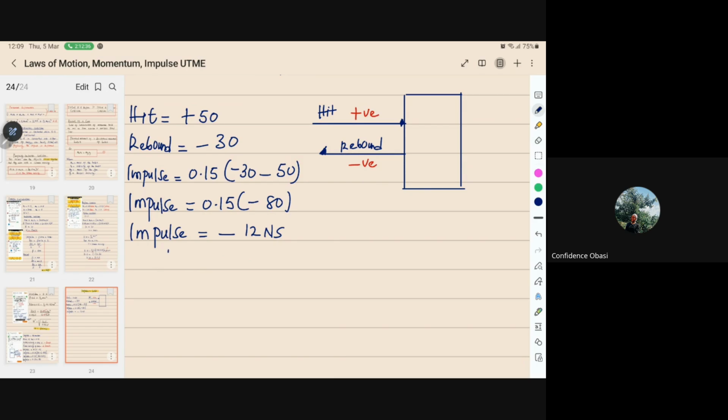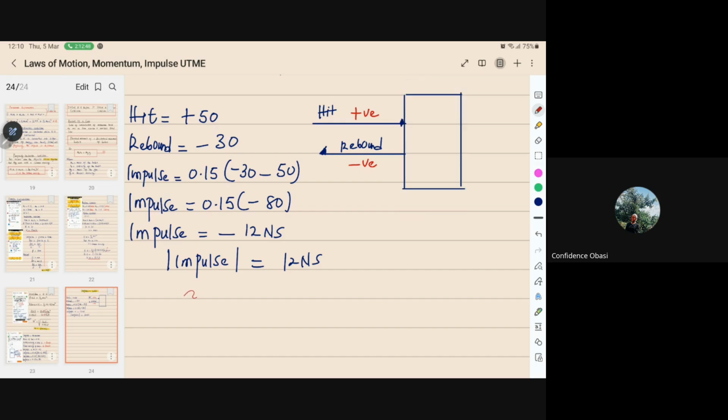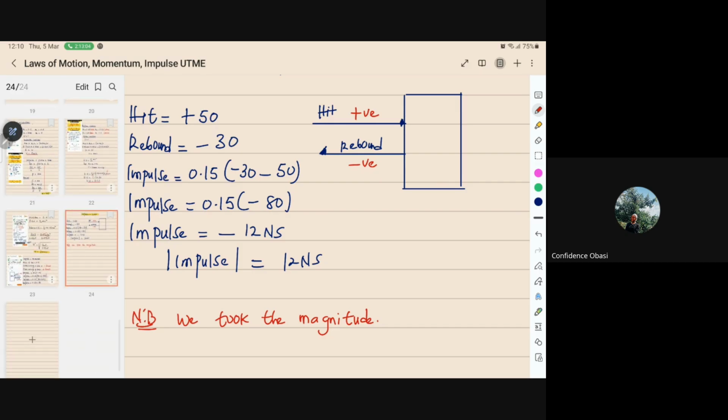So the impulse is equal to 12 Newton seconds. What we did here was just take the magnitude. So you get the same answer. Just remember, if you have a negative, remember to take the magnitude. All right, so any other question on that chart?